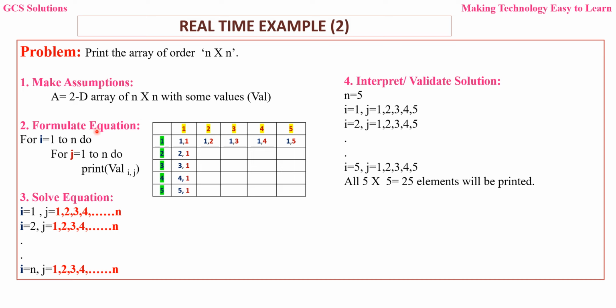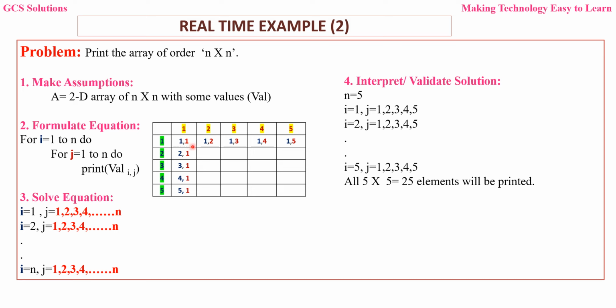Now I formulate the equation. So how do I formulate the equation for printing the array of order n cross n? I have to consider that array as a two-dimensional matrix. So here I have depicted that. Just focus where I'm pointing now. I have certain rows and columns representation. So this is my first row, second row, third row, fourth row, fifth row. If I assume that my array is of order 5 by 5, so my n value is 5. So I have a 5 by 5 matrix, with 1, 2, 3, 4, 5 columns.